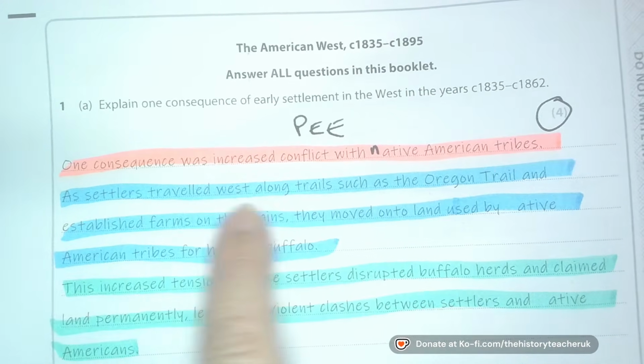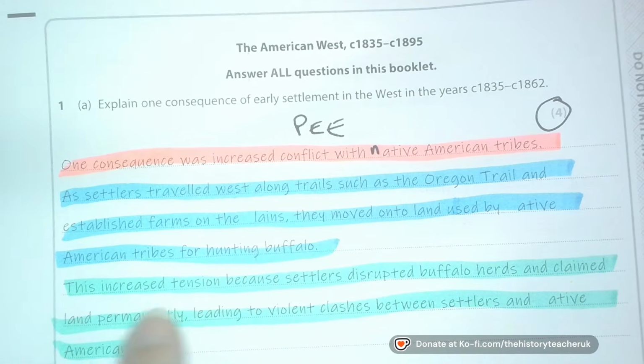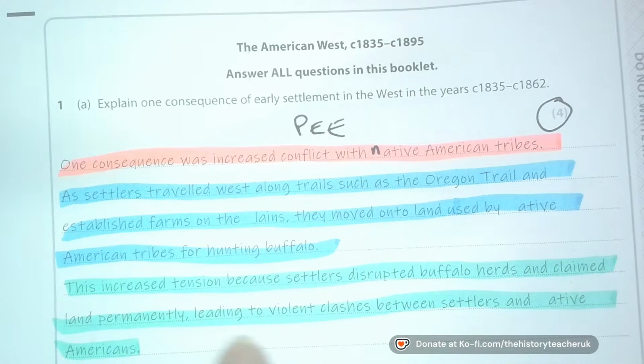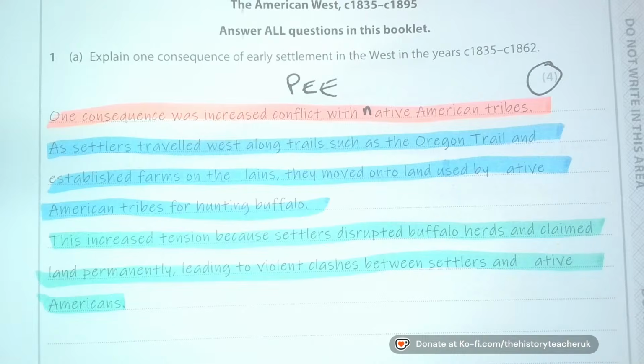What happens? They move on to land used by Native American tribes, and that causes tension because it disrupts their buffalo herds and leads to violent clashes. That's it. Simple as that. And that is worth 4 marks. Easy peasy lemon squeezy. Okay.